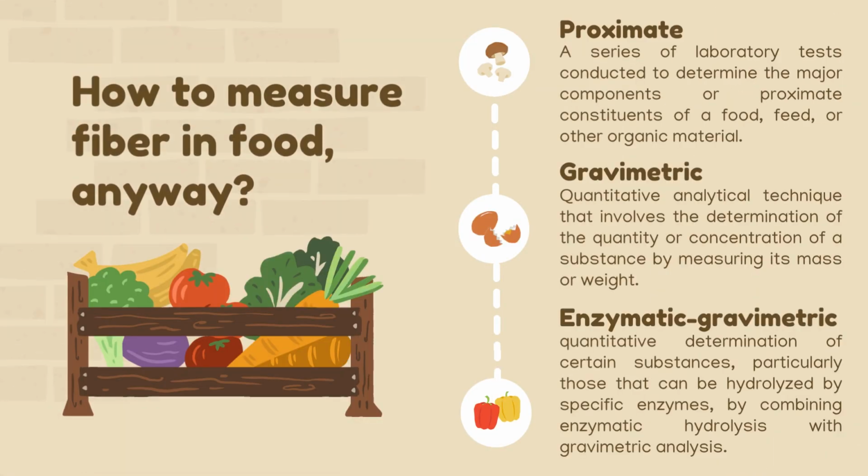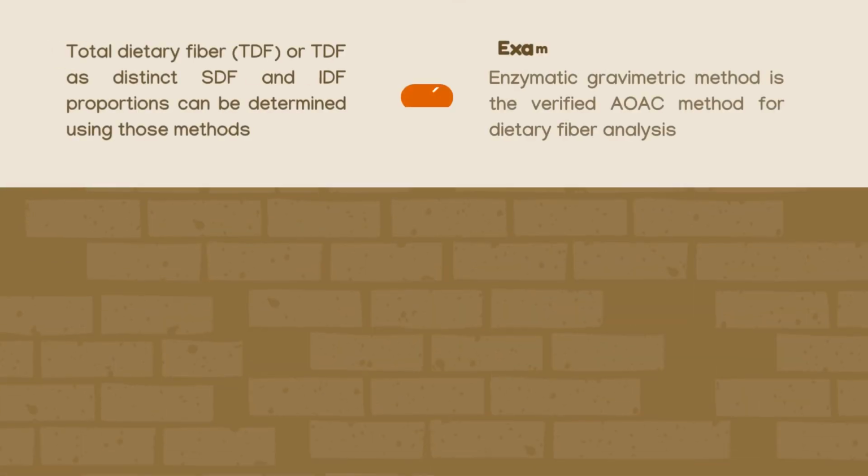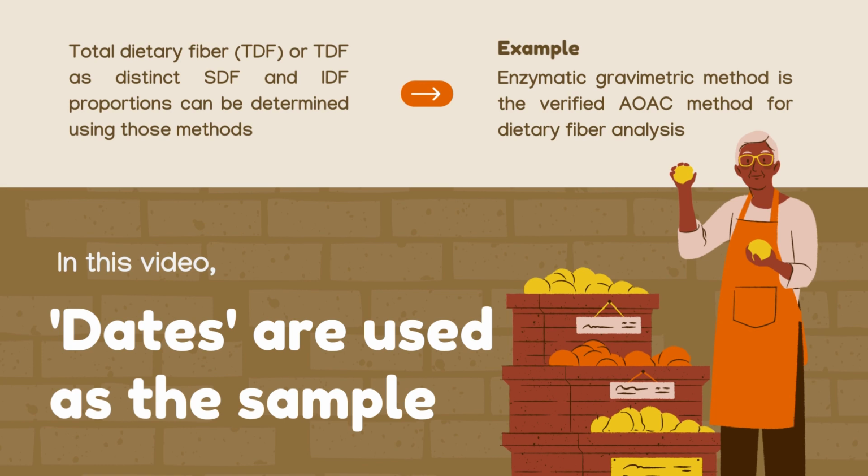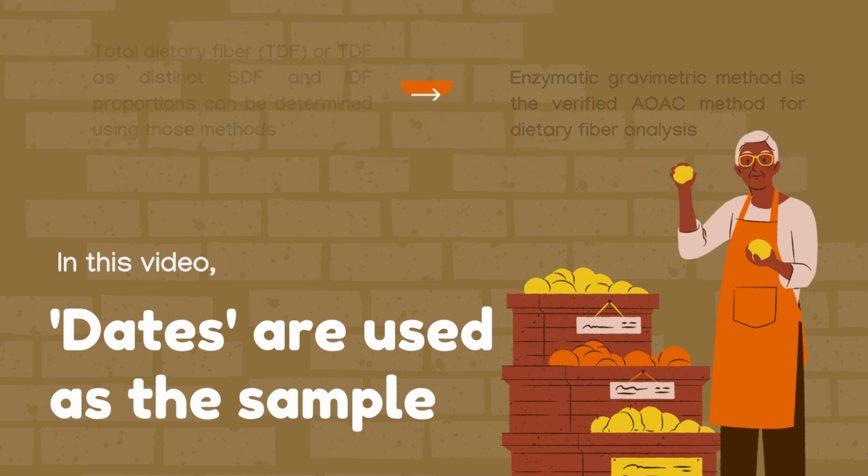You must be wondering how to measure fiber in our food, right? So there are several methods used for determining the dietary fiber content of foods, including proximate, gravimetric, and enzymatic gravimetric approaches. TDF, SDF, and IDF proportions can be determined using those methods. For example, the enzymatic gravimetric method is the verified AOAC method for dietary fiber analysis. And in this video, we are going to use dates as the sample.